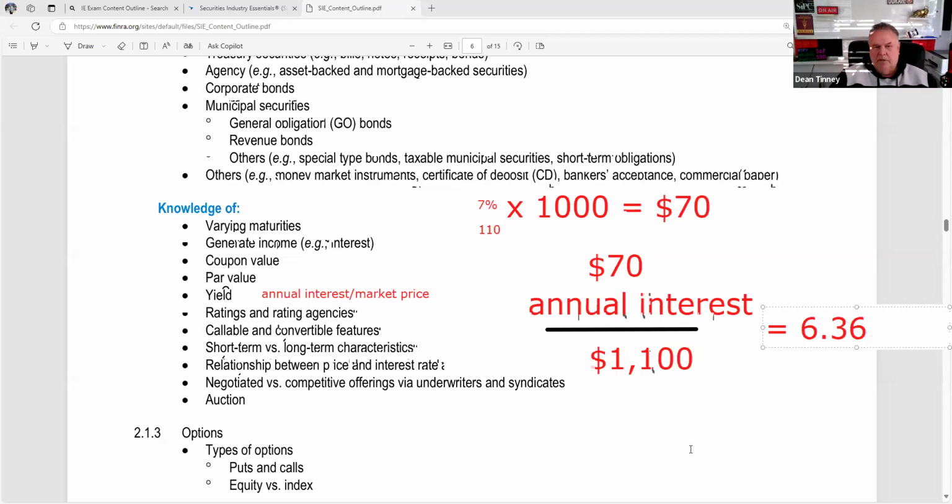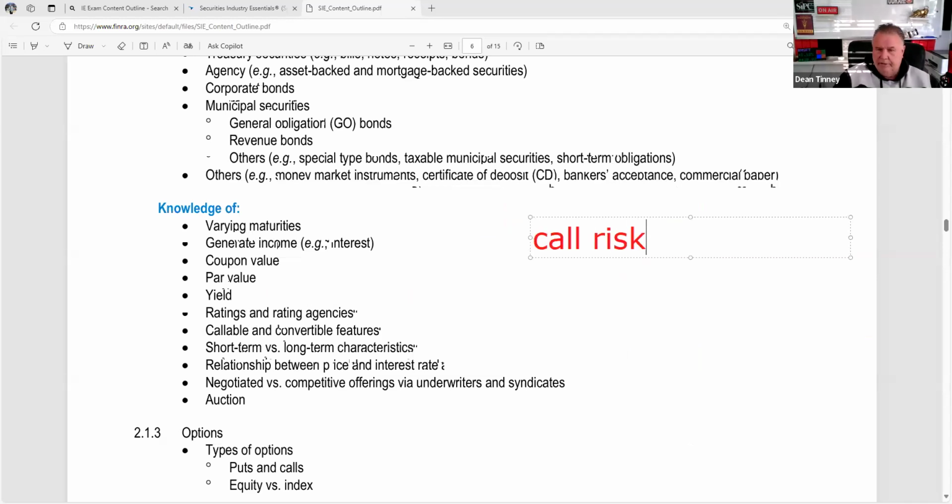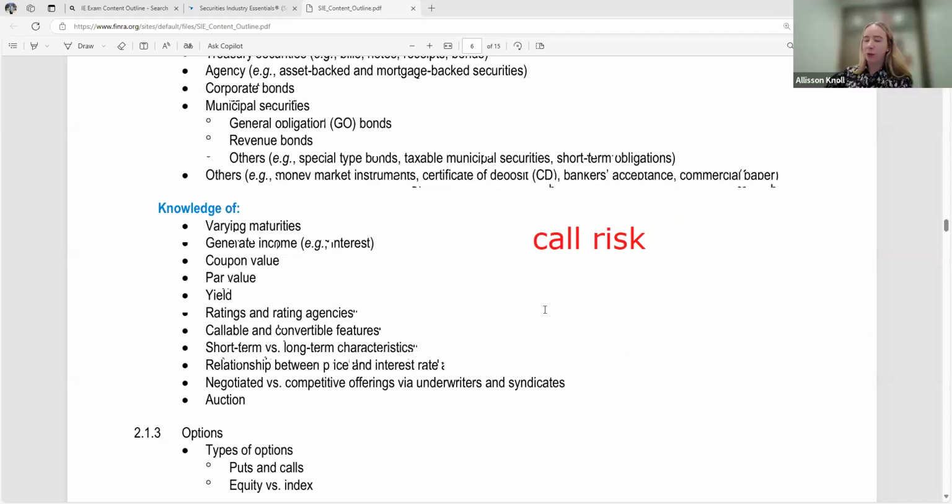So we talked about ratings and rating agencies. We didn't talk about the call feature. Some bonds are callable, some bonds are not. I say, Allison, one of the risks we have when buying bonds is call risk. Right now we have call risk because interest rates are declining. It's very likely that an issuer would like to replace their high cost debt with low cost debt. If interest rates go down, you want to call it. Well, the issuer does, certainly.